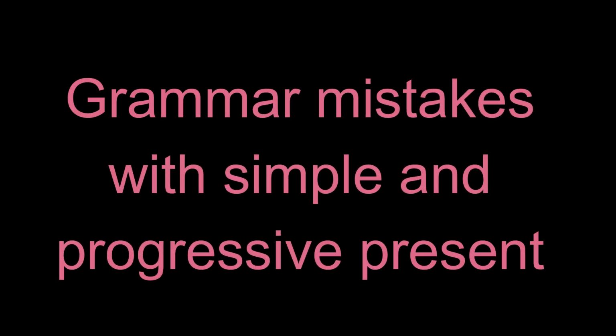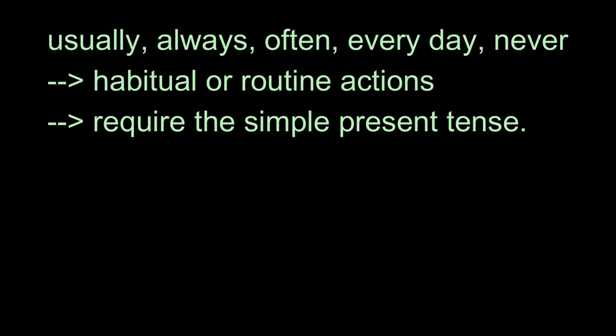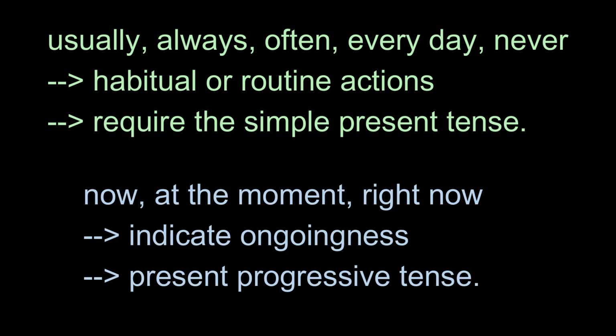Grammar mistakes with the simple and progressive present. Generally, the choice between the simple present and present progressive depends on the focus of the sentence. However, certain time indicating words require one tense over the other. For instance, words like usually, always, often, every day, and never signal habitual or routine actions requiring the simple present tense. Conversely, words like now, at the moment, and right now indicate ongoingness requiring the present progressive tense.